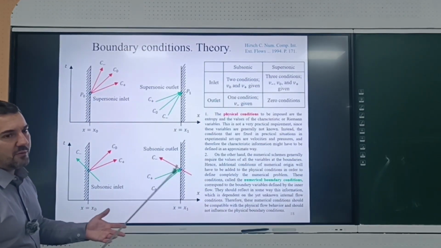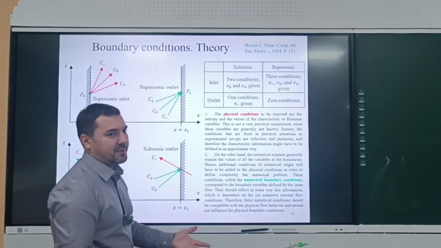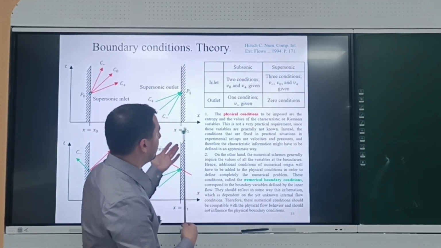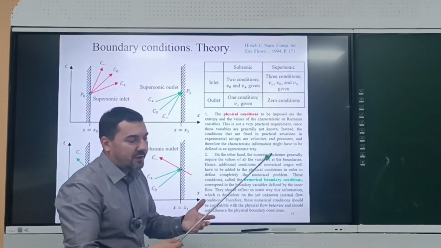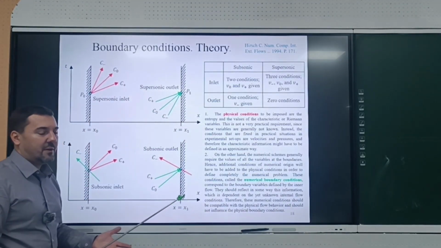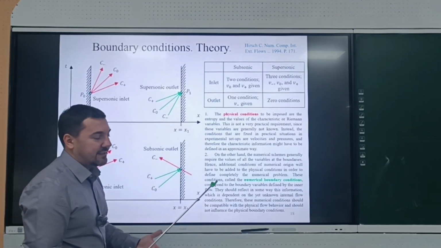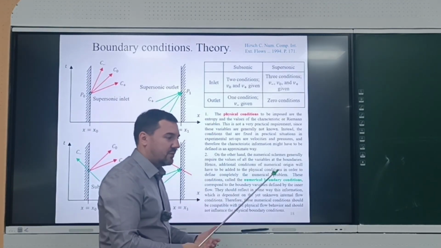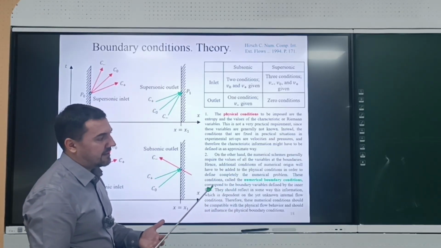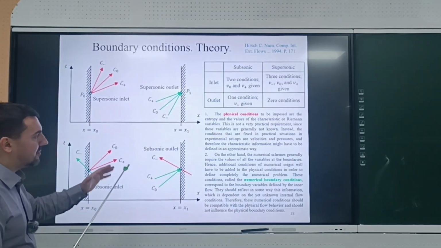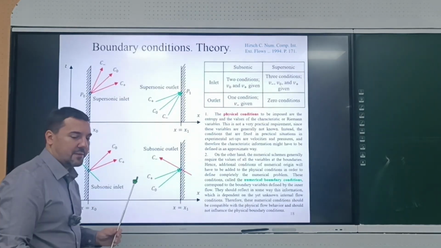So the question is, what does it mean? For example, from physical point of view, you know that if you have supersonic flow in your domain, you do not need any physical boundary conditions. But the software can require you to set some pressure. And that's also a very confusing thing. And once again, that is why we should understand all this theory.